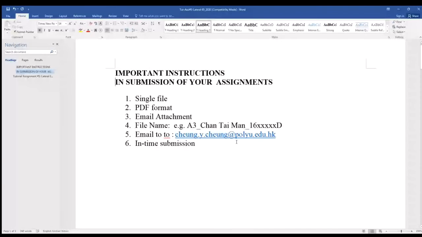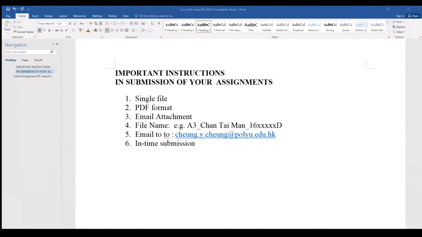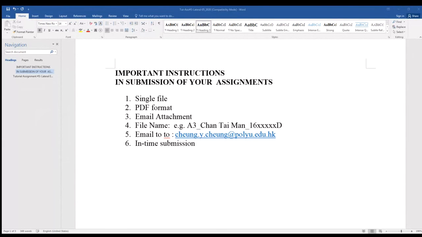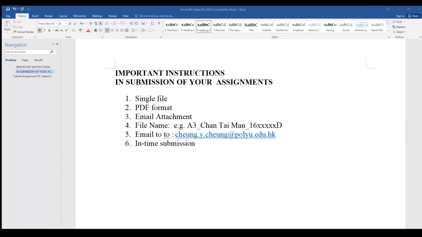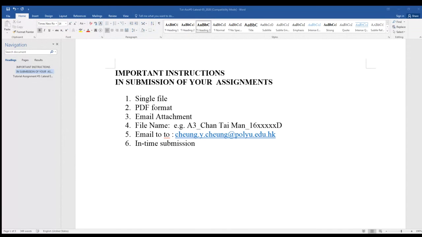Now, before we start, okay, let's take a check first. Can you see the tutorial assignment submission, the instruction for your submission? Can you see the Word file? Yes or no?